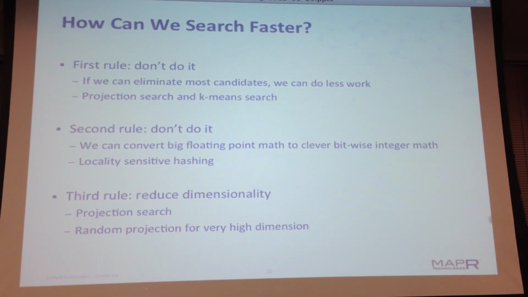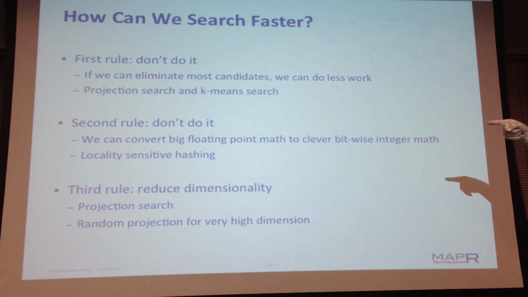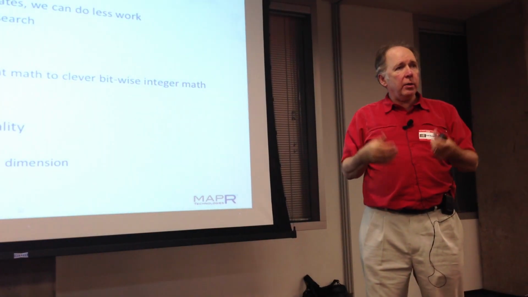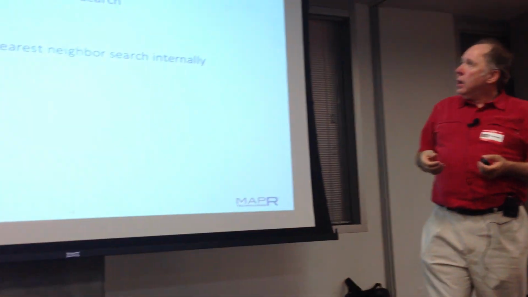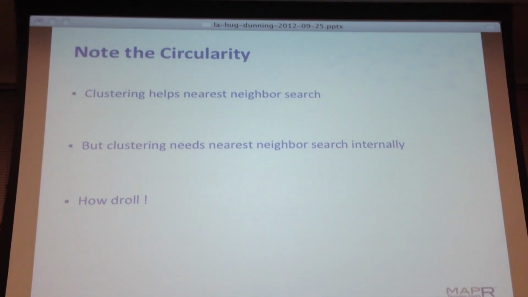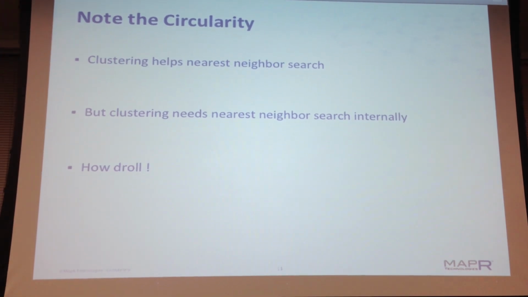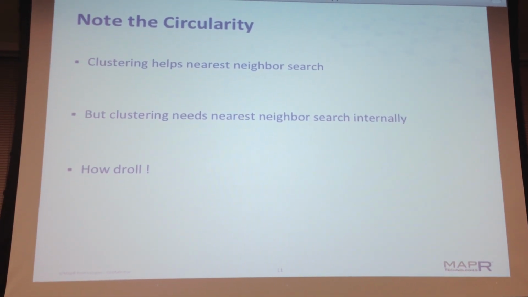So here's our strategy. First rule, don't do it. Second rule, don't do it. Third rule, make it smaller so we can do it. So now, if you think about it, clustering helps nearest neighbor search, but most clustering algorithms require nearest neighbor search internally.